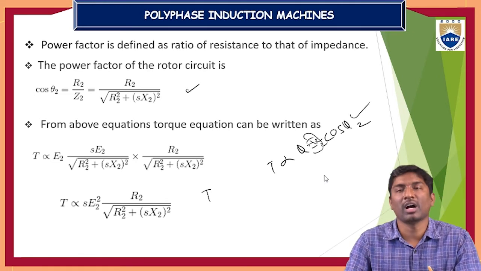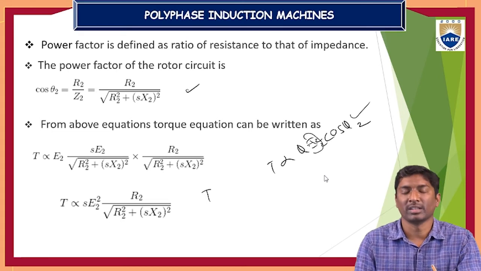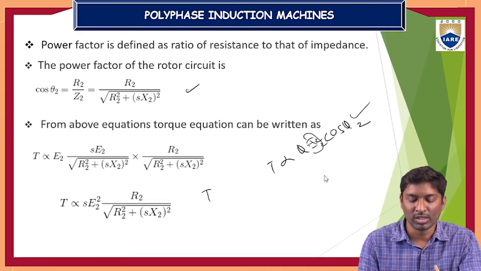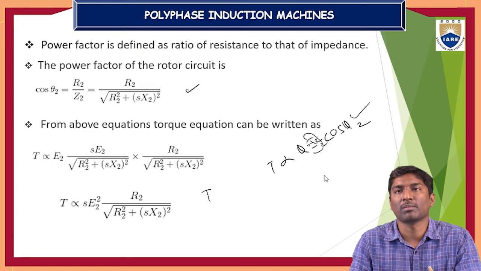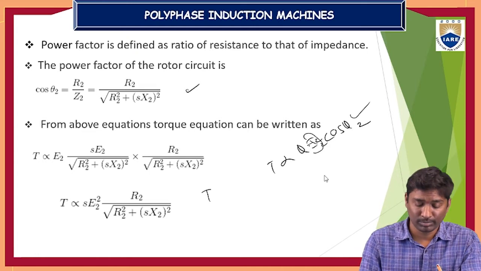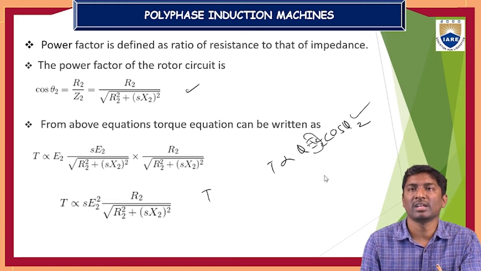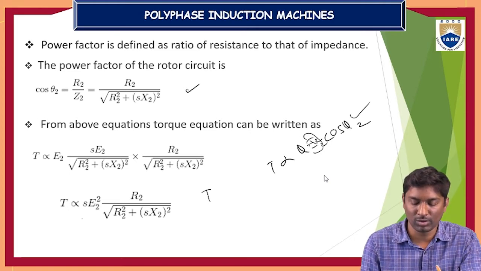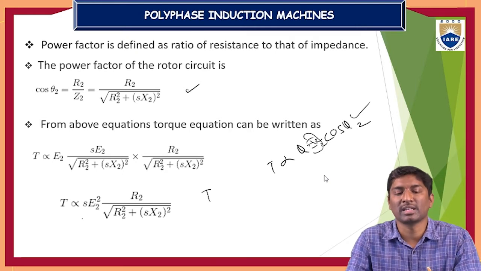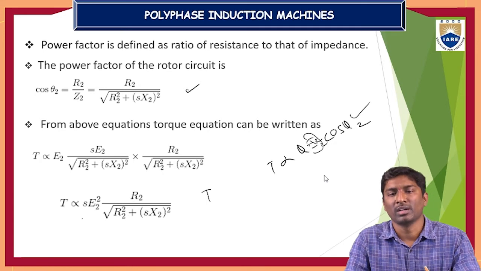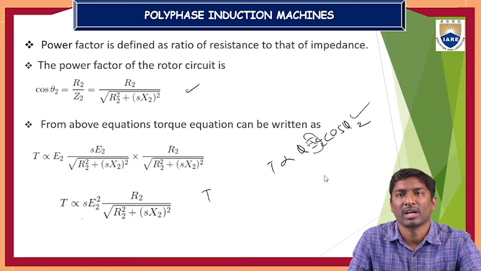Substituting the power factor and the rotor current in this equation, the torque is directly proportional to E2 into S E2 divided by the square root of R2 squared plus (S X2) squared, into R2 divided by the square root of R2 squared plus (S X2) squared. Simplifying this equation, torque is directly proportional to S into E2 squared into R2 divided by R2 squared plus (S X2) squared. So this is the torque equation.